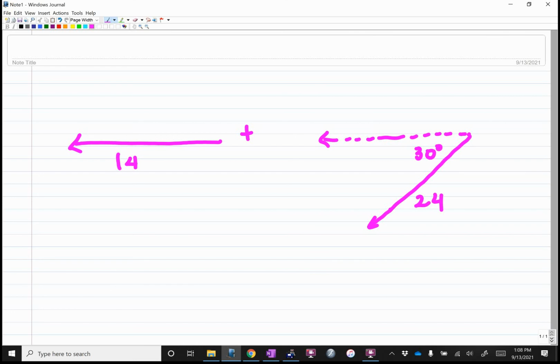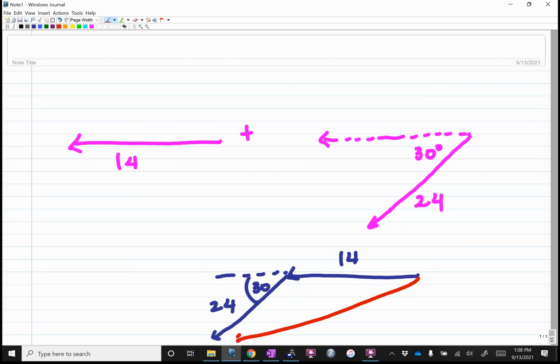Here's what I could do. Deegan, how do I add those together? Draw them. So it would look like this: 14, 24, where this angle is 30, and that's the resultant. Why can't I use Pythagoras here?